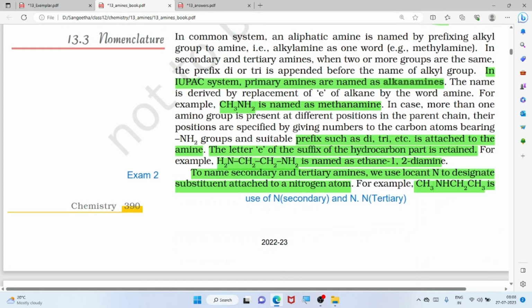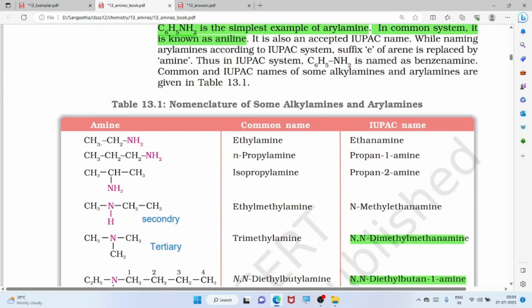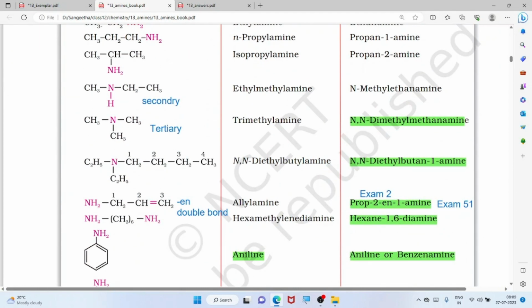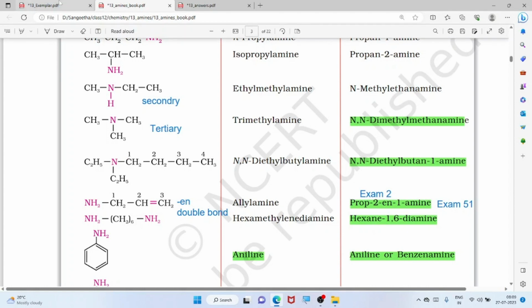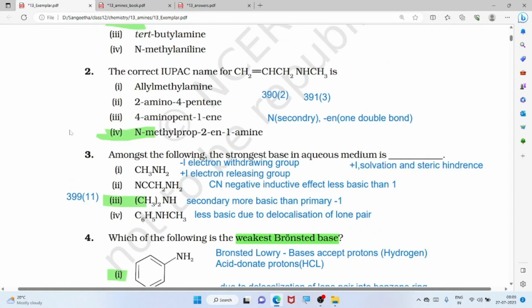See here, we are using N for the secondary amine. Here also you can see N for the secondary amine, and there is a double bond, so they use en in this name. Based on that, this is the correct answer.